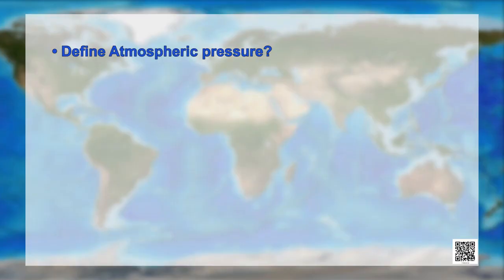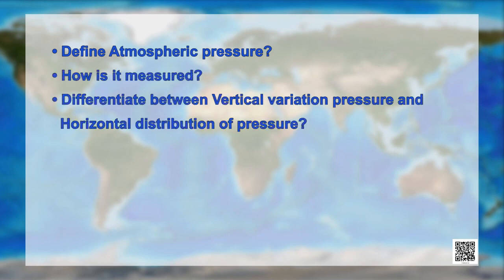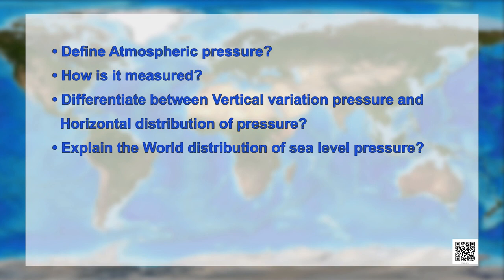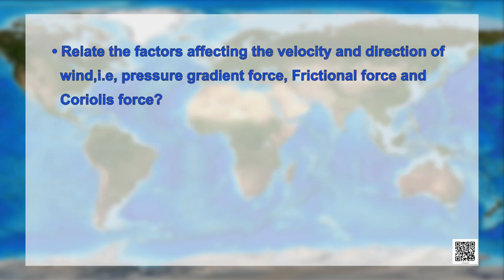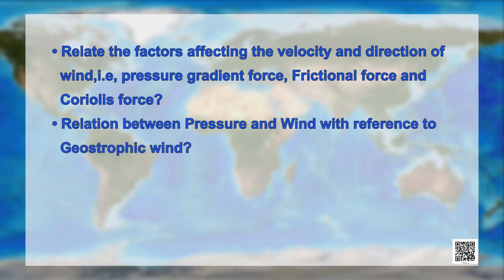By the end of the chapter, you should be able to define atmospheric pressure, how it is measured, differentiate between vertical variation of pressure and horizontal distribution of pressure, explain the world distribution of sea level pressure, diagrammatically explain the major pressure belts of the earth, relate the factors affecting the velocity and direction of wind, that is pressure gradient force, frictional force and Coriolis force, and the relation between pressure and wind with reference to geostrophic wind.